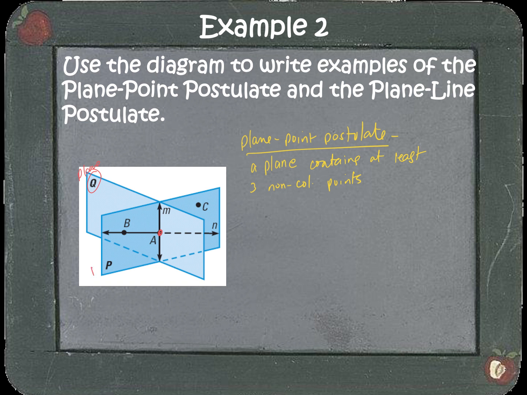However, plane P is a little bit of a different story. Plane P has point B, point A, so it has this line, and it has point C on the plane. So how would I show an example of the plane point postulate? If I said something like plane P contains B, A, and C.